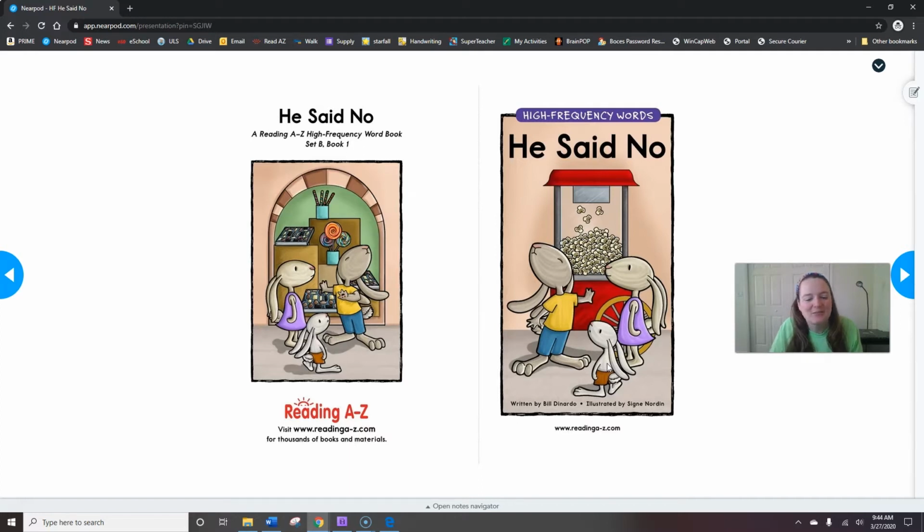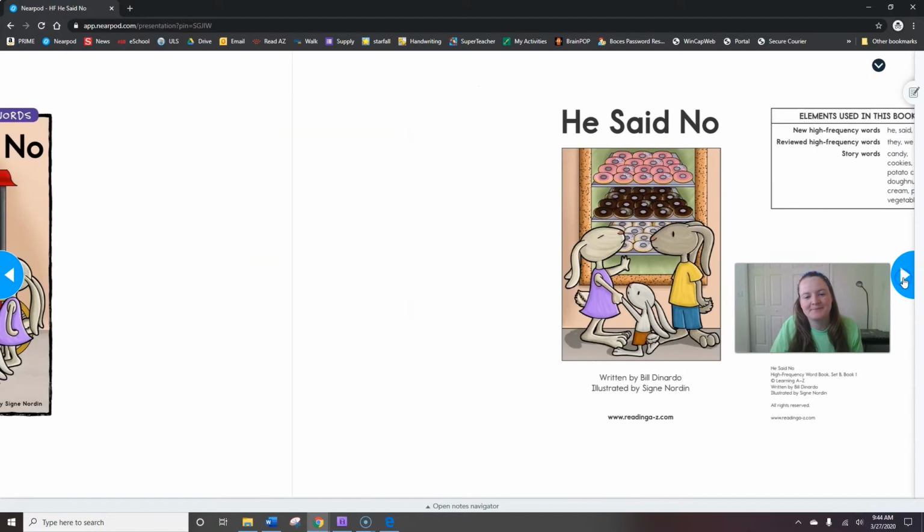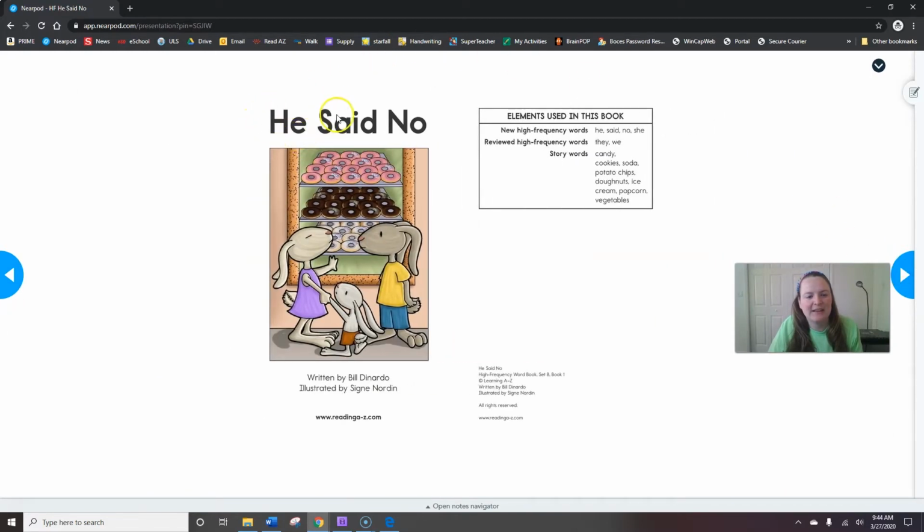So this young bunny, he is seeing all these things that he wants, and his parents, his mom and his dad, keep telling him no. So his dad is a he, he said no, and mom is she, she said no, and when they both say no, it says they said no. So let's see all the things that the baby bunny wants to eat. He said no. Look, this is a sneak peek at one of the things that he wants. Donuts. I would love a donut.